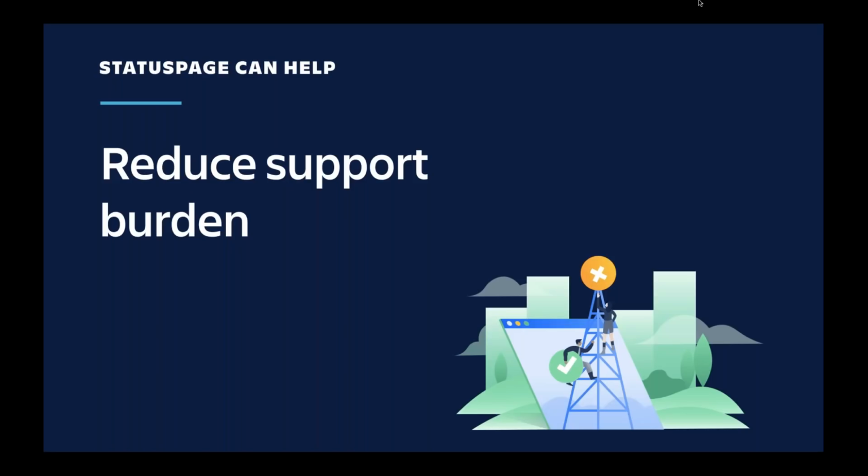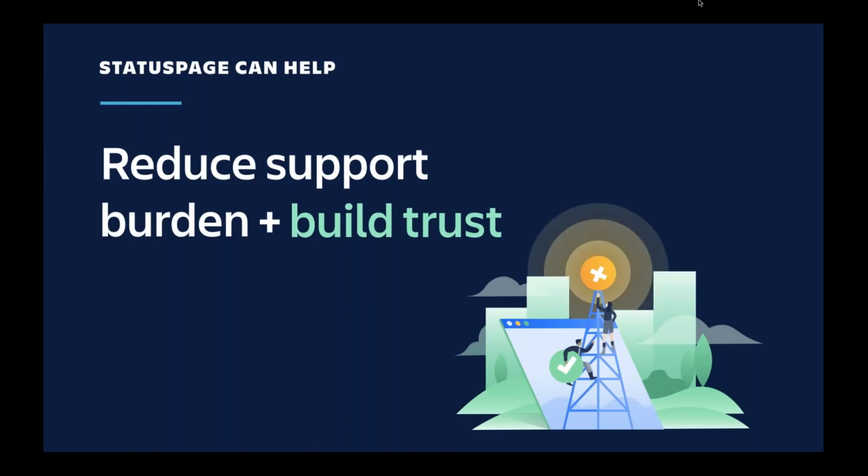Statuspage is key because it does reduce that burden on support, and it also builds trust with your customers. They know that they can trust you to be upfront and honest with them when something is going wrong and keep them informed. Another thing to note is that you can add third-party components of services that you rely on, and that sort of touches on the Opsgenie and Statuspage external services that we'll also talk about today.